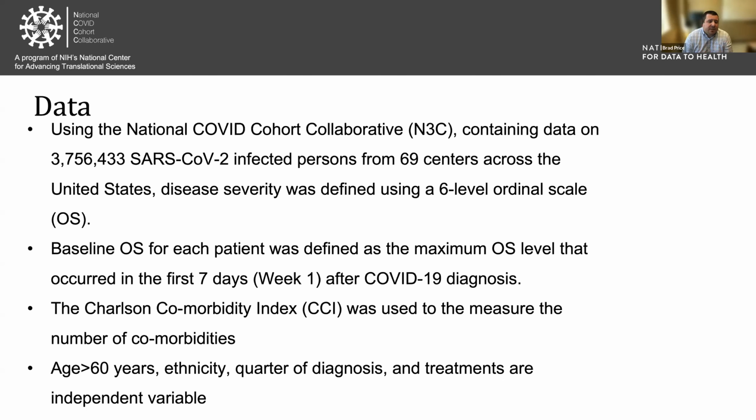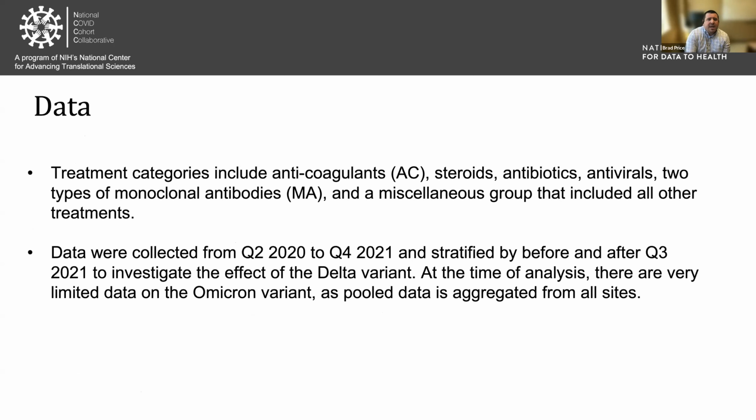We used the CCI, the Charlson Comorbidity Index, to measure the number of comorbidities. We looked at other factors such as, is your age greater than 60 years? What's your ethnicity? The quarter of diagnosis, just to see the time effect. And certain treatments would be considered independent variables. Now, when we talk about treatments, we're going to talk about anticoagulants, steroids, antibiotics, targeted antivirals, 2 types of monoclonal antibodies, and also a miscellaneous group that included all other treatments.